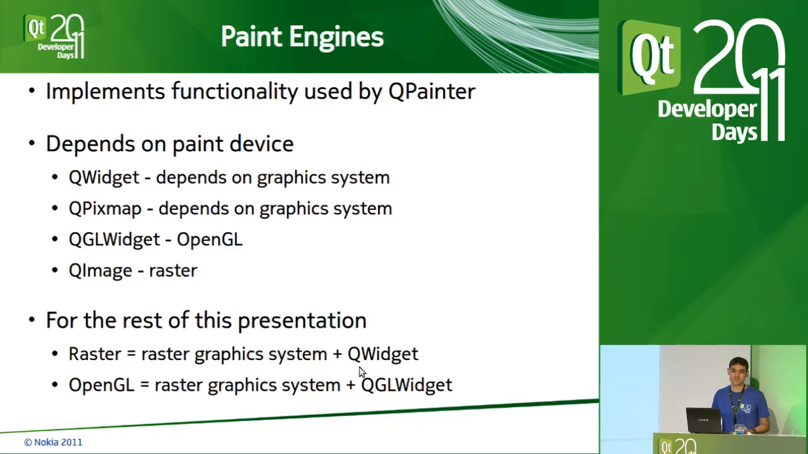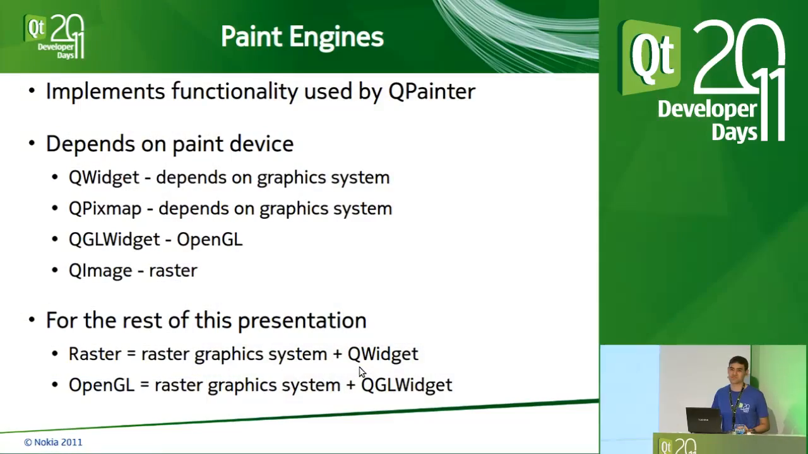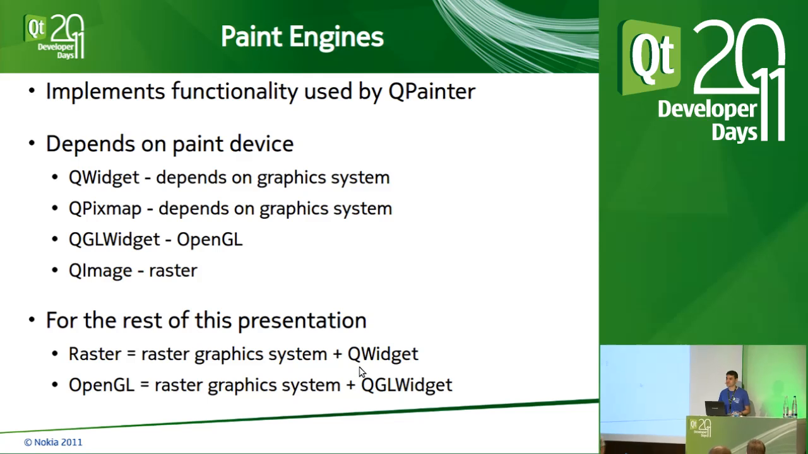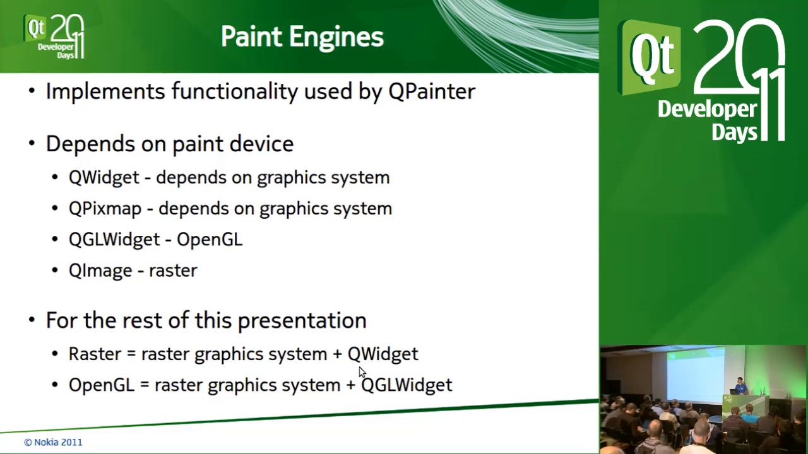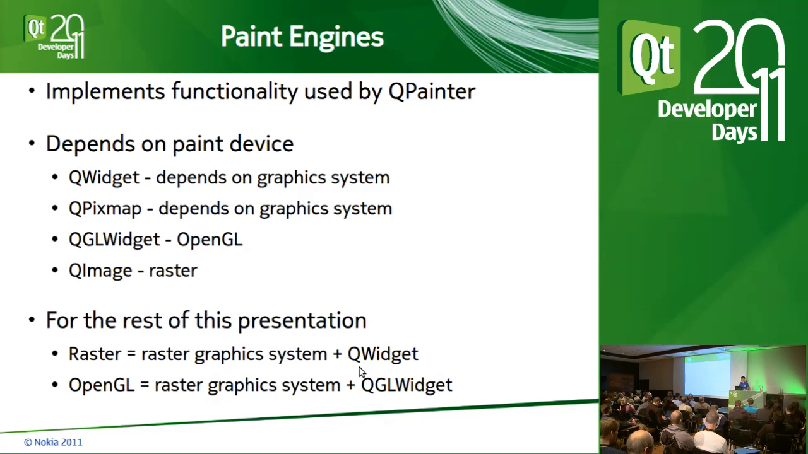For the rest of this presentation, I'm going to use the Raster graphic system always, and then I'm going to use a QWidget to get the Raster paint engine, and I'm going to use a QGLWidget to get the OpenGL paint engine. And I forgot to mention it on the previous slide, but the Raster paint engine is actually the default on Windows, and it is going to be the default on Linux from Qt 4.8.